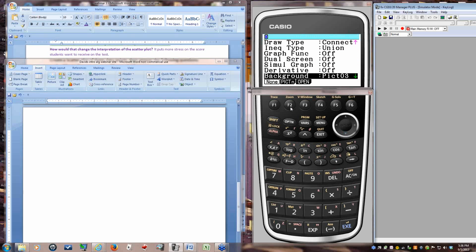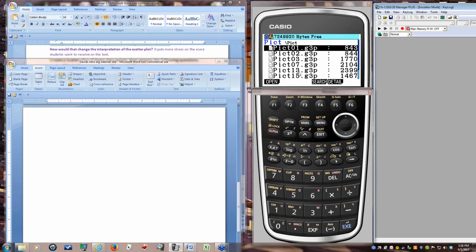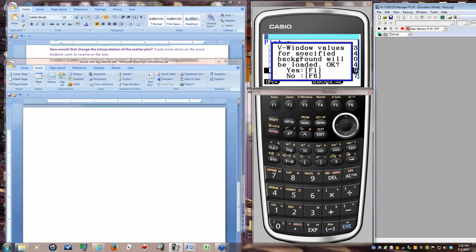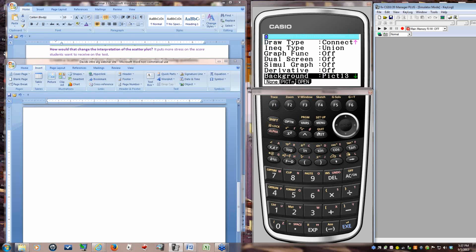This is set up as picture 3. I don't want picture 3. Picture 13 is the one I set up as my new background. And when I hit F1, notice the question it's going to ask me. And this is real important, and you really need to say yes to the next question, most times anyway. The view window values for the background are going to be loaded. Is that okay? Yes, it is for me, because I want to use that same window when I do my traces. So I'm going to say yes. So now I've got picture 13 as my background.